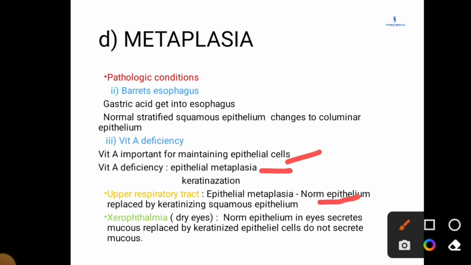It was already mentioned before, in smokers, and also with vitamin A deficiency, which makes the tissue prone to several infections. And the next one is dry eyes, or xerophthalmia. The normal epithelium in the eye secretes mucus, and due to vitamin A deficiency, it is replaced by keratinized epithelium, and the cells do not secrete mucus, which leads to dry eyes.